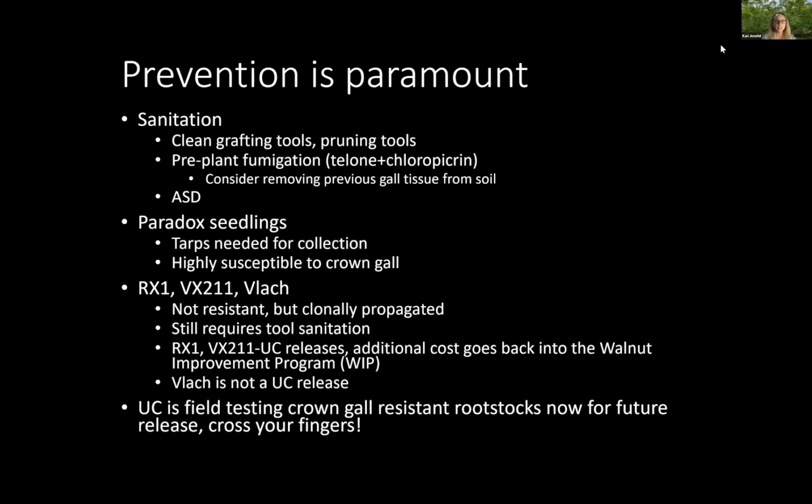Prevention is paramount. Sanitation is key. Clean your tools, 10% bleach, 70% ethanol. You must clean your grafting tools, your pruning tools. After you've cleaned your pruning tools, make sure that you don't hold the lopper blade ends with your dirty gloves. That will just basically move the bacteria right back onto your pruners.